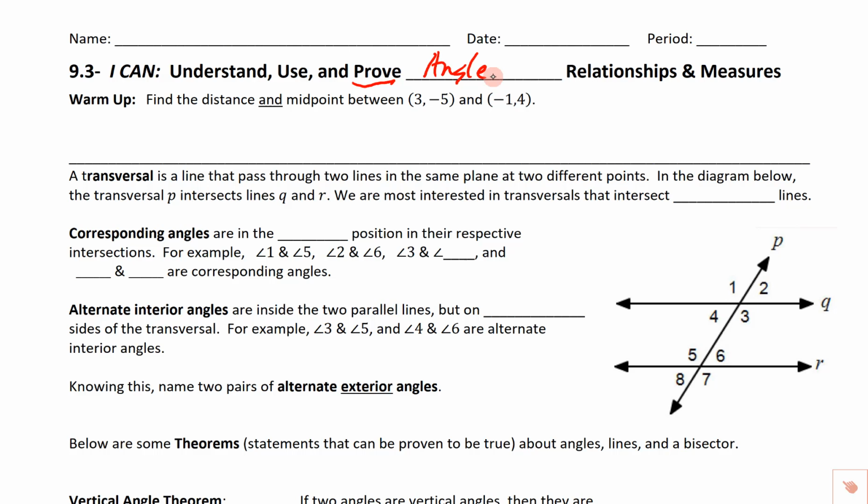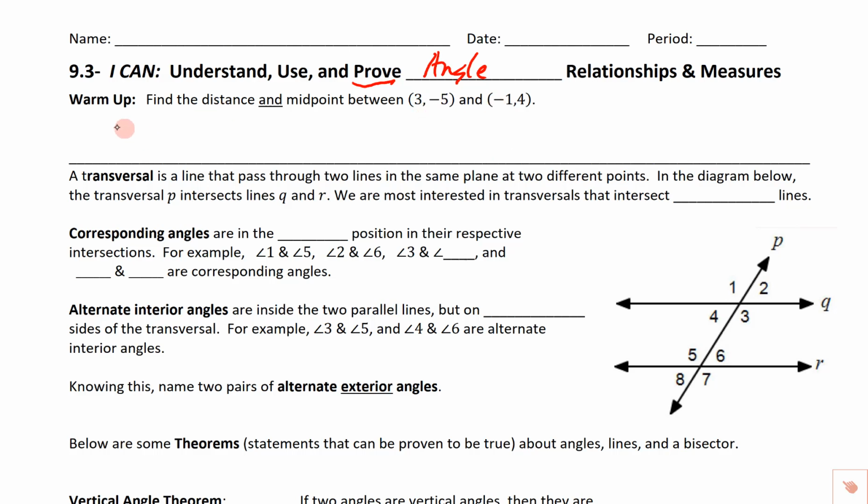Okay, now prove is an interesting word. We want to have some pretty convincing arguments for this. Now, if you take a look at these notes, they're fairly long, but they take up a lot of space because we got a bunch of geometric diagrams in them and stuff like that. So don't worry too much. This warm-up says find the distance and the midpoint. So we want to find both of those between these points right here.